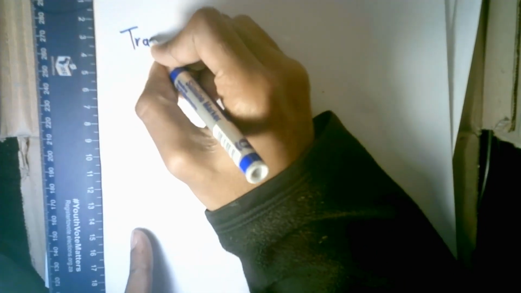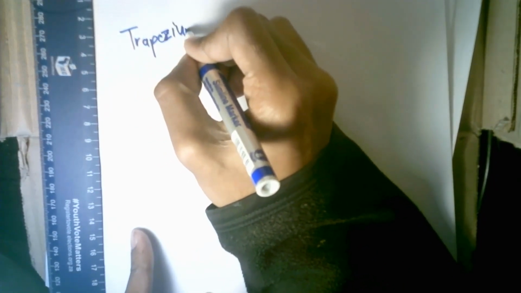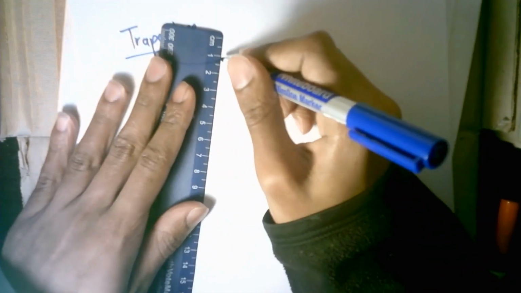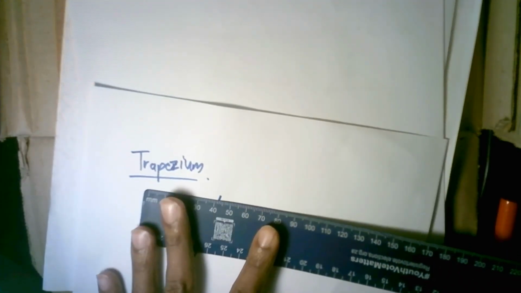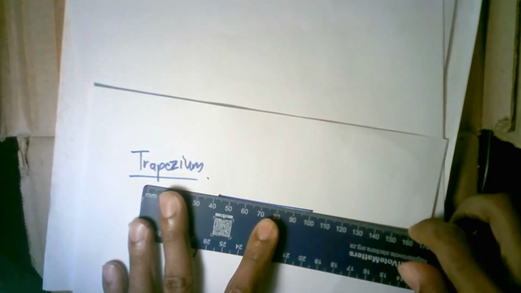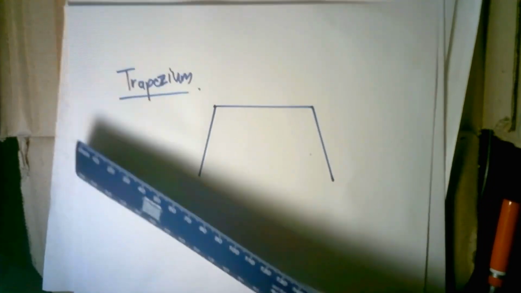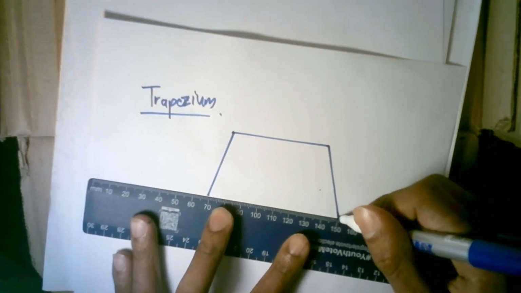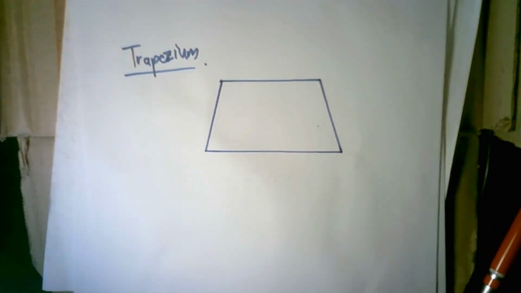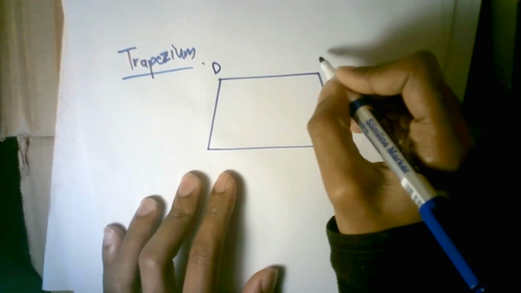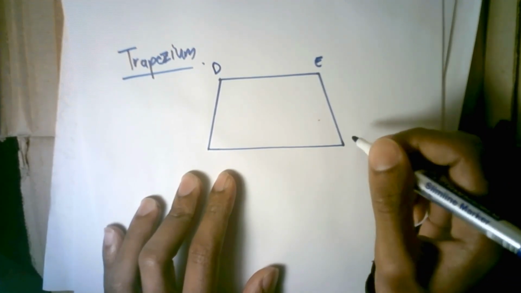A trapezium should be most students' favorite quadrilateral. Why? Because there's only one property for a trapezium. The trapezium looks something like this. Right? You also get something called an isosceles trapezium, which I'll explain if I do not forget. But let's say we have a trapezium that looks something like this. Right? So let's say we have the trapezium DEFG.